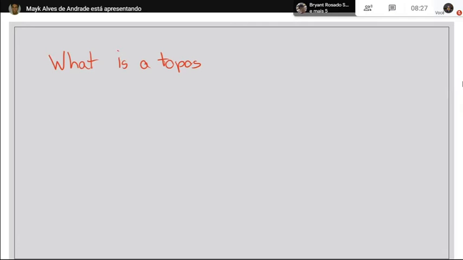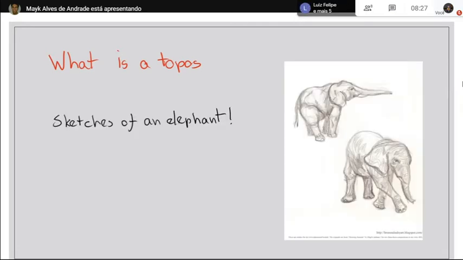So the question now is, what is a topos? Well, that is a very complicated question, because a topos can be a lot of things. I like this analogy used by one of the authors that I'm using here. I'm going to talk about it in the references. It is a book called Topos Theory, Sketches of an Elephant, because a topos can be seen as a lot of different things, from a lot of different perspectives.